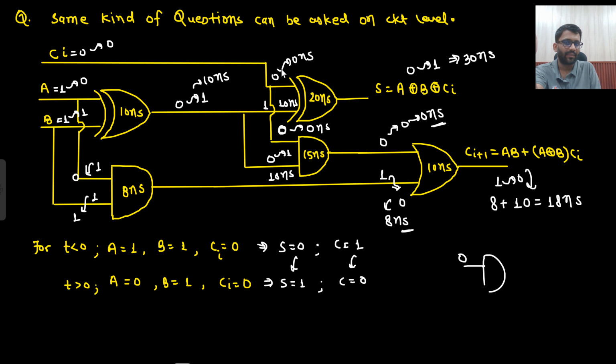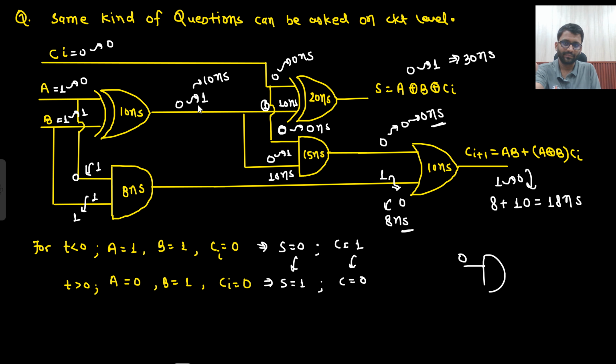Now this guy is remaining the same as it is. What about this guy? This guy is changing at 10 nanosecond. So this guy is stable at 1 at 10 nanosecond. So this guy has to wait for this guy, right? Because the output of this is changing. Output of this is 1. So it is changing from 0 to 1. So this guy will be waiting for this guy. So 10 plus 20, 30 nanosecond.